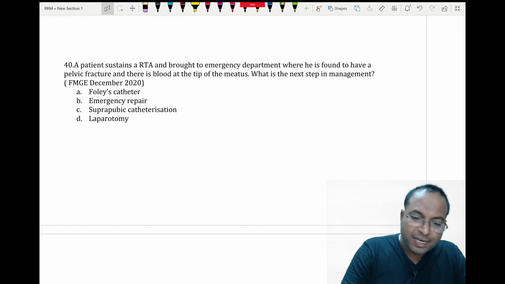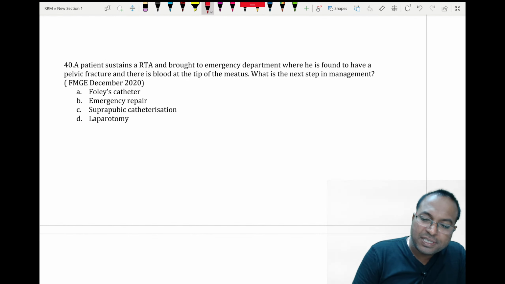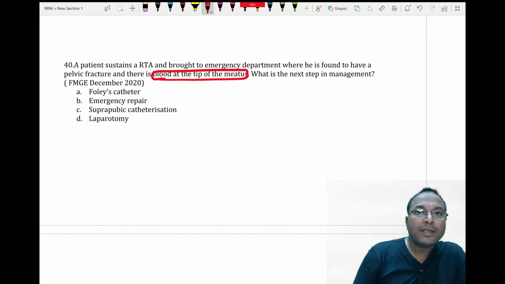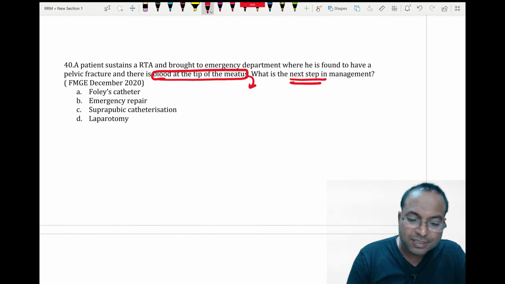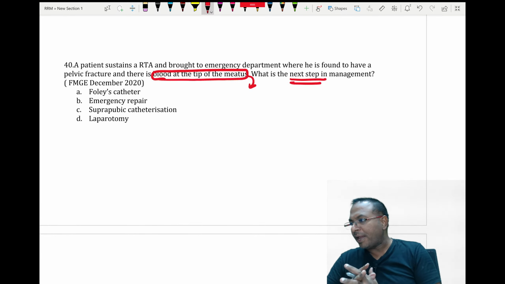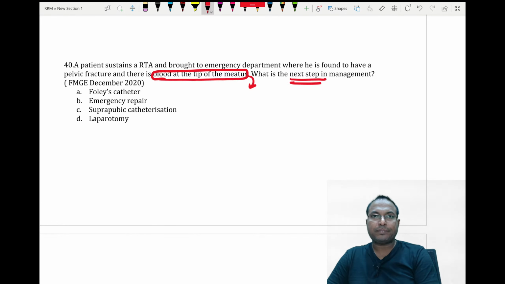A patient sustains RTA and is brought to the emergency department where he is found to have a pelvic fracture and there is blood at the tip of the meatus. So pelvic fracture with blood at the tip of the meatus. What is the next step in the management?